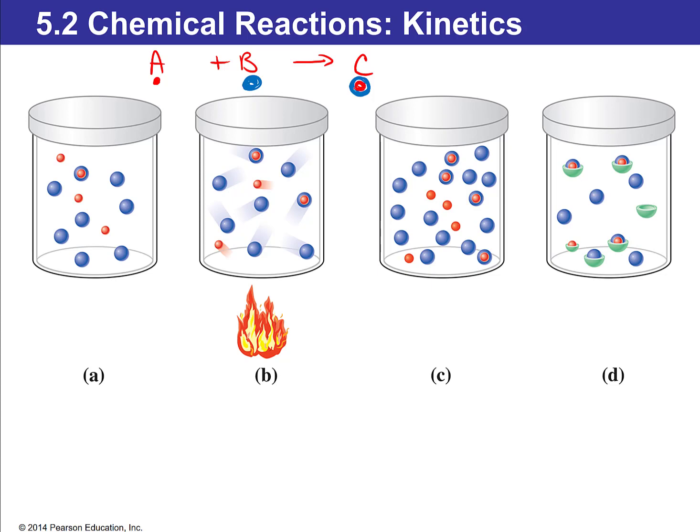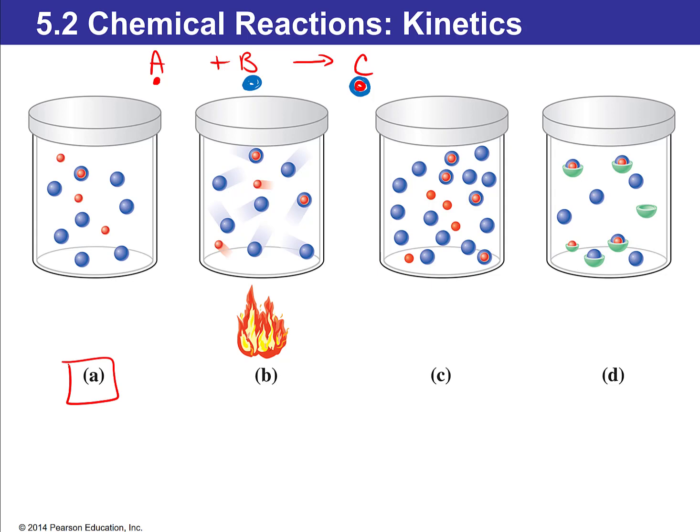So when you look at beaker A, can you see all three? Can you see A, the little red ones? You see B, the blue, the medium-sized ones. But C is actually them together. So this is the typical reaction, A plus B making C.